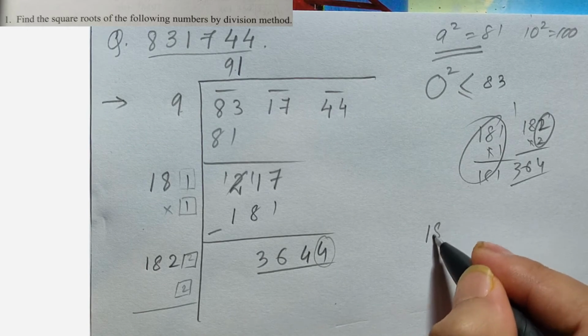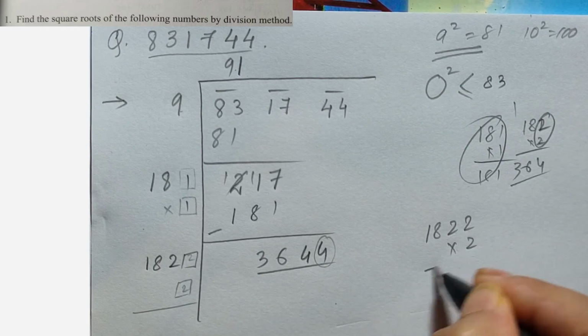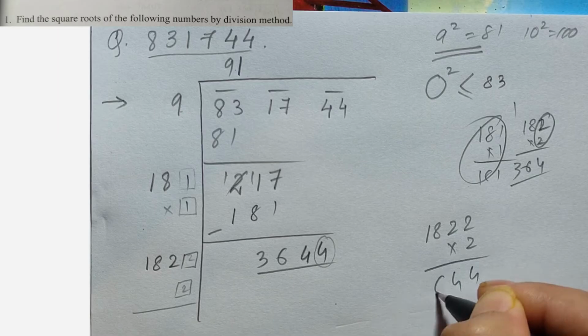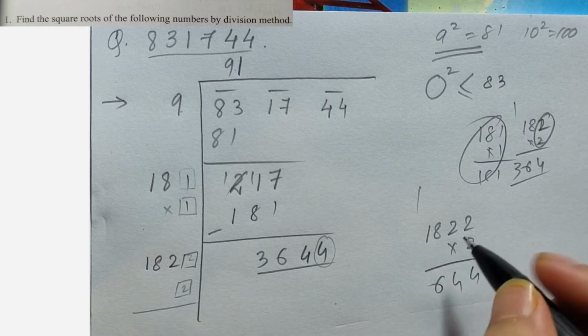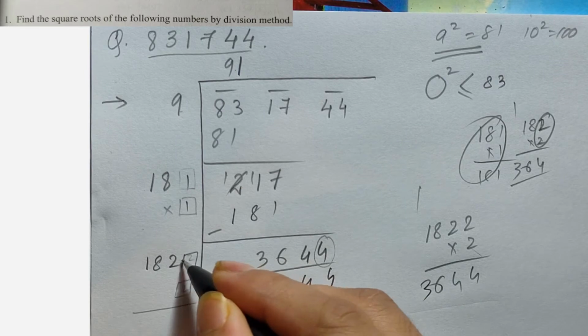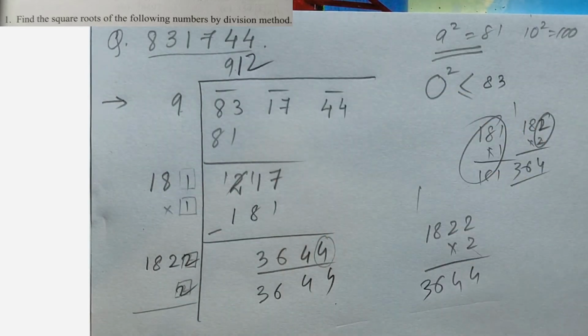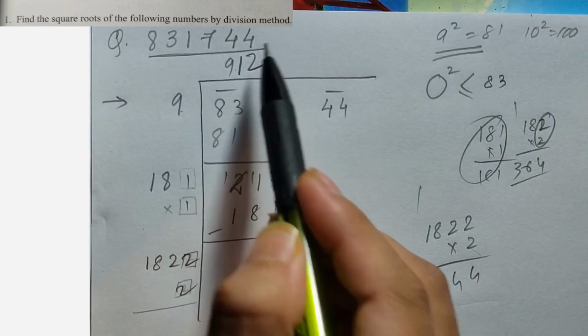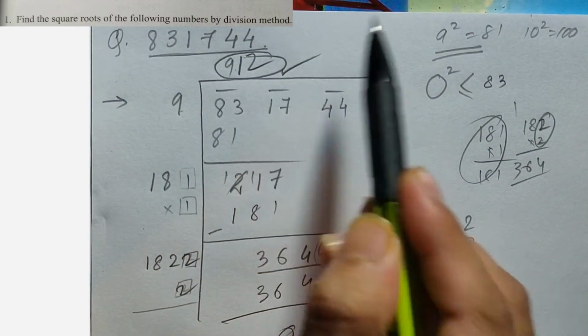But let's just give it a check. So 1822 into 2. 2 2s are 4, 2 2s are 4, 2 8s are 16, 1, 2 1s are 2, 3, 3644. So exactly 3644. So 2 here and 2 here. So if you subtract, you get 0. So the square root of 83174 is nothing but 912.